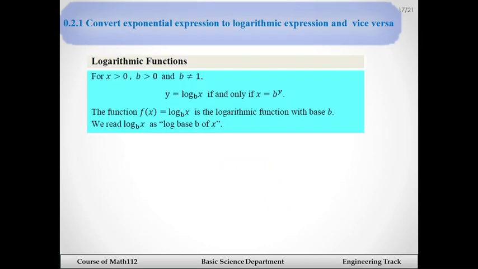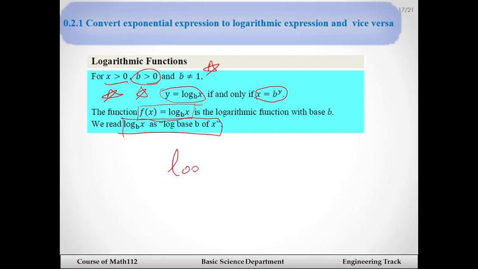Now we introduce the logarithmic function. The base b should not be 1. This is important. And b is always positive, and here x is always positive. Now, we define the function f of x equals log base b of x. We read it as log base b of x. What does this mean? The log base b of x is equal to y if x is equal to b to the y. So what is the meaning of log base b of x? It is answering this question: which power of b is equal to x?